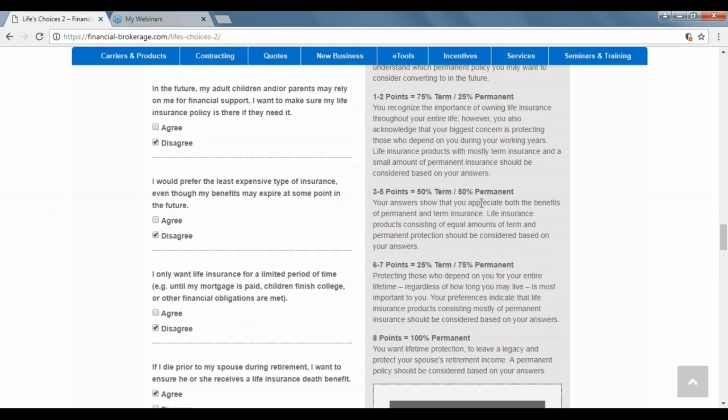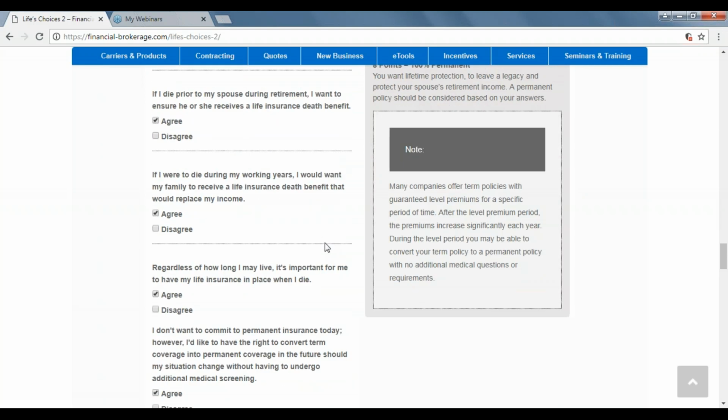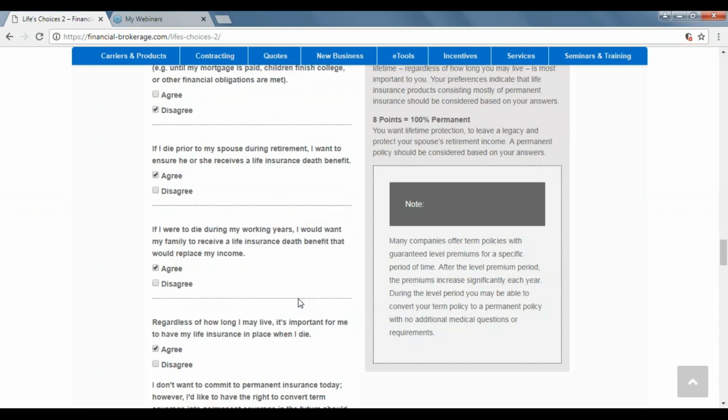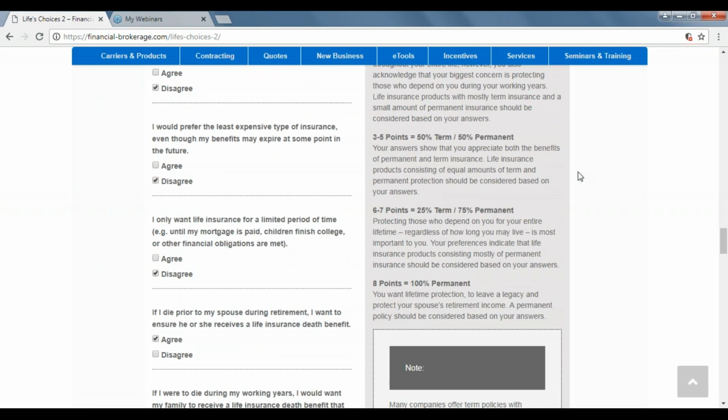And all we have to do is look over here. And based on these answers, we should have a 50-50 blend, right? What if we change one of these answers here? We'll disagree, and the person isn't so dead set against having something permanent. It doesn't change the point total that much. We're still in the 5-point range, so 50-50. This gives you a good starting point to use with your clients. You don't ultimately have to go with a 50-50 blend of term and permanent insurance, but it gives you a starting point for that conversation.